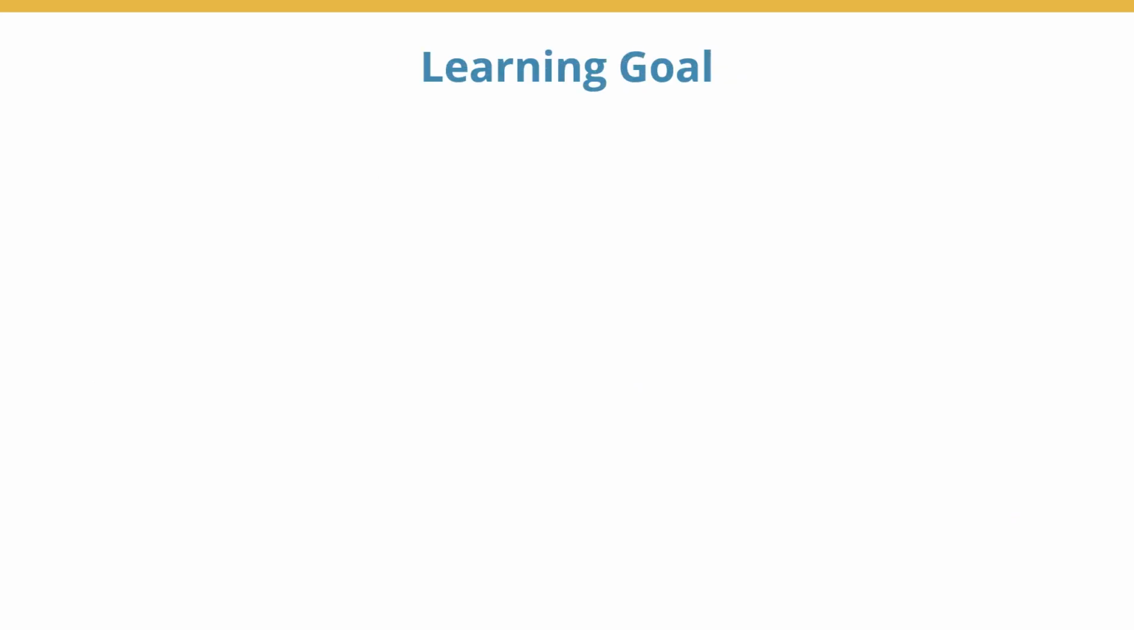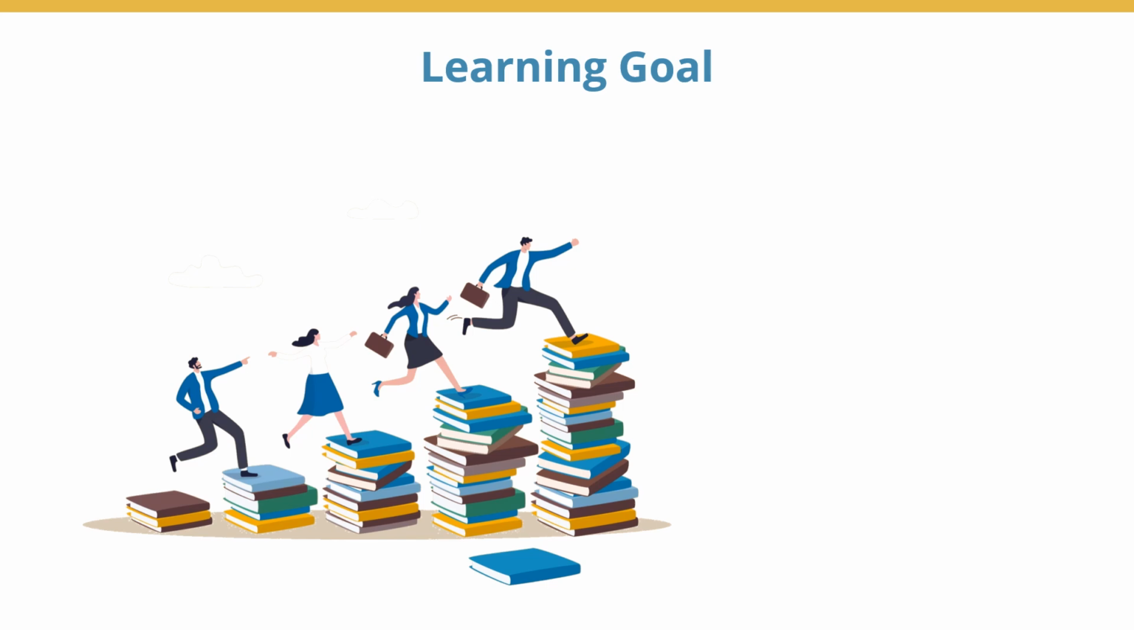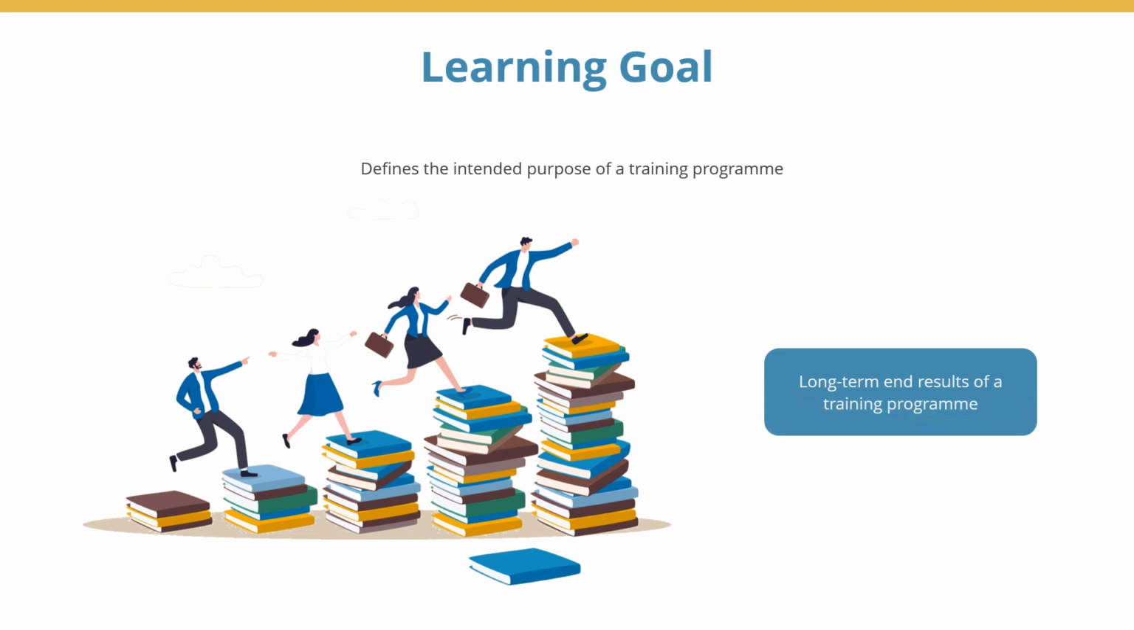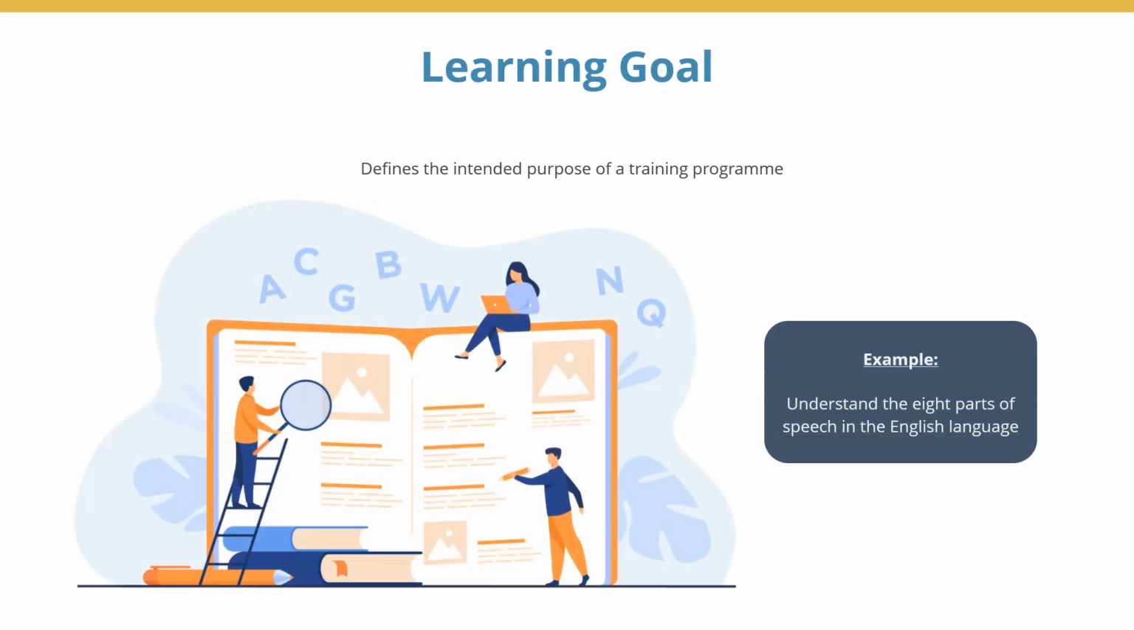A learning goal is a clear but general statement that defines the intended purpose of a training program. Learning goals are the long-term end results of a training program. Example, understand the 8 parts of speech in the English language.